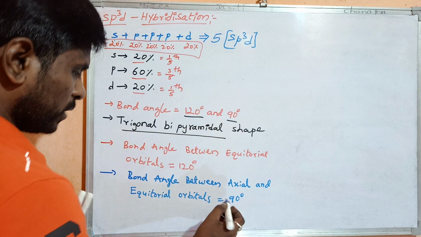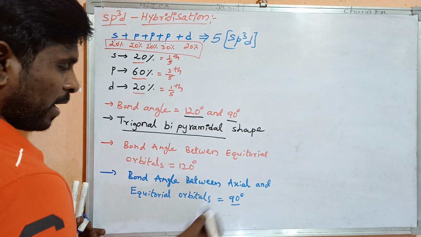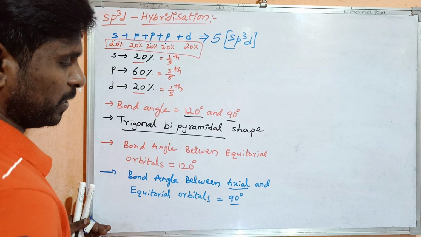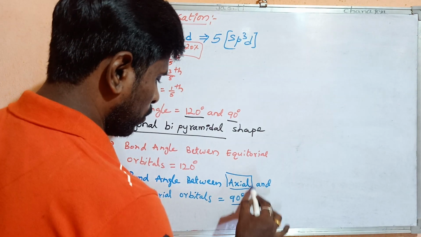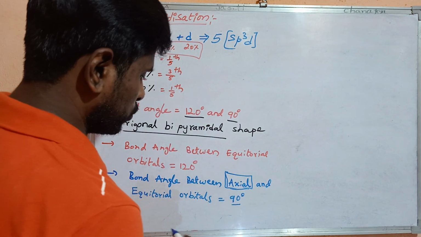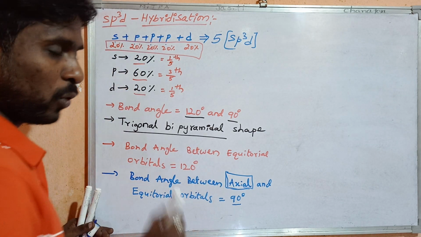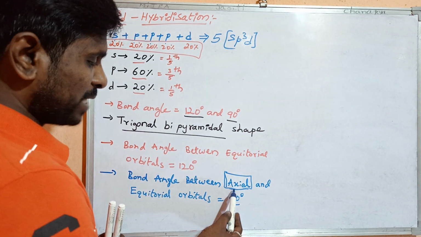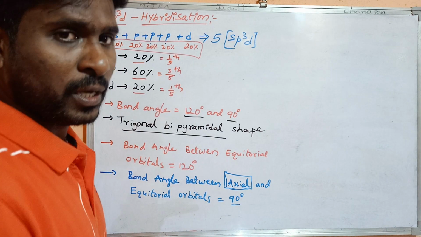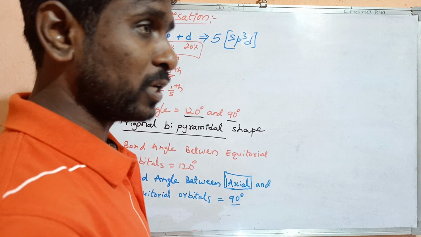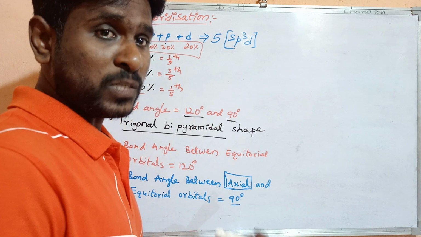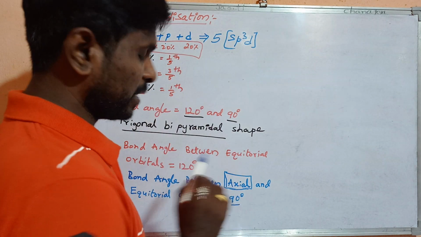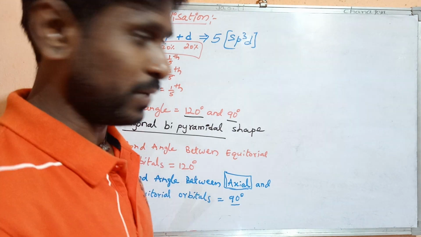Due to this bond angle, the axial hybrid orbitals have more repulsion. Due to the more repulsion, the axial bonds have more bond length also. Due to the more bond length, sp3d hybridized orbitals participate in a chemical bond easily.